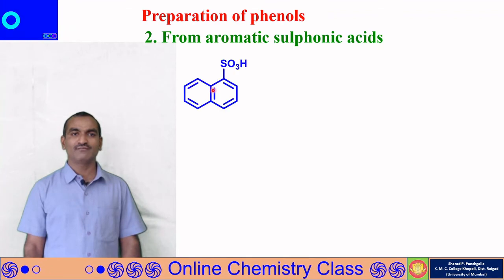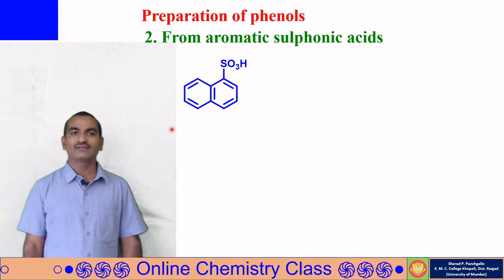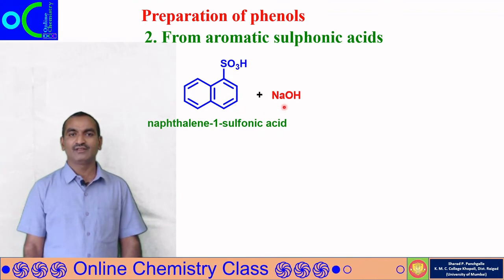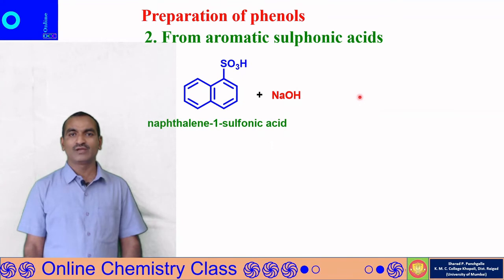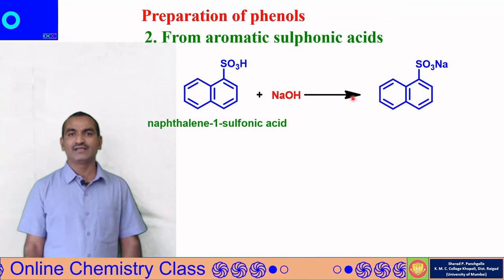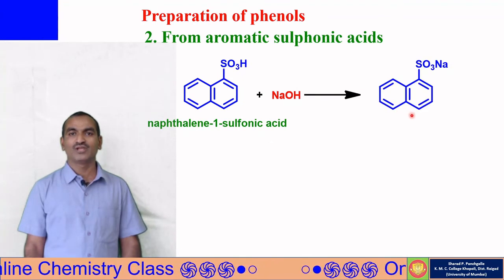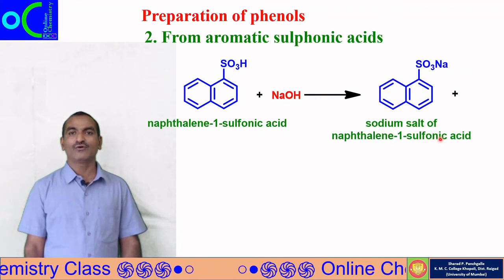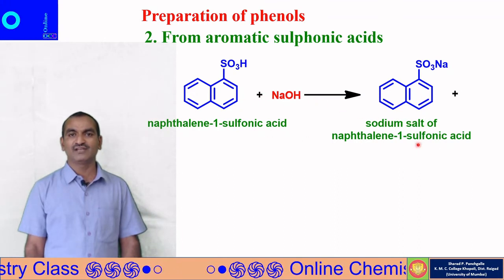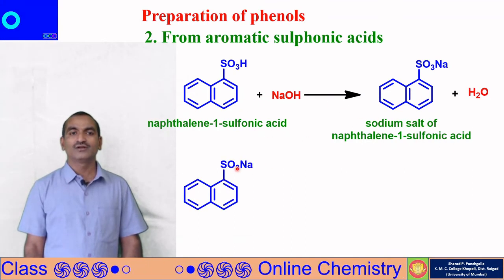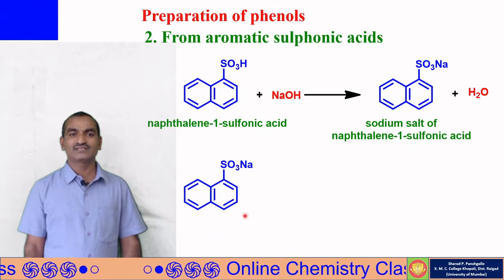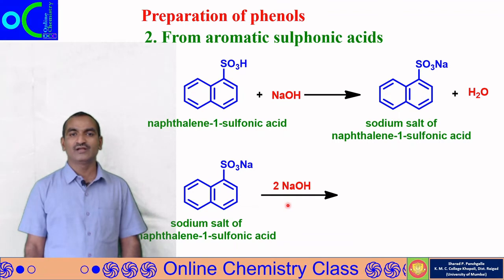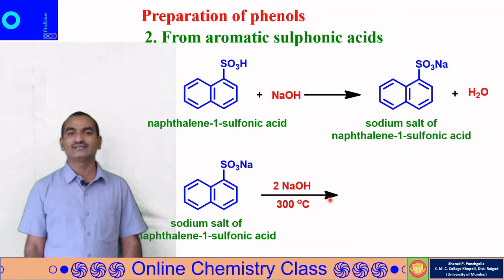For preparation of alpha-naphthol, the starting material will be naphthalene 1-sulfonic acid. So naphthalene 1-sulfonic acid, when treated with NaOH, sodium hydroxide, there will be an acid-base reaction and there will be formation of the sodium salt of naphthalene 1-sulfonic acid and water. So the acid-base reaction will give the salt and water. Now this sodium salt of naphthalene 1-sulfonic acid is fused with solid sodium hydroxide at 300 degrees Celsius.